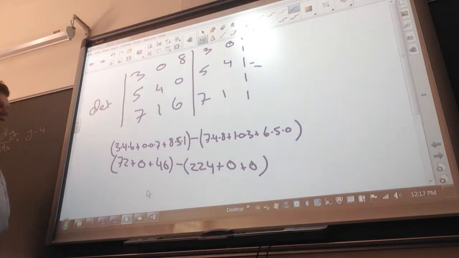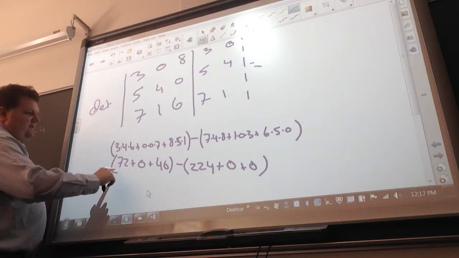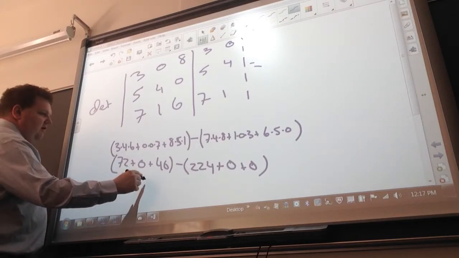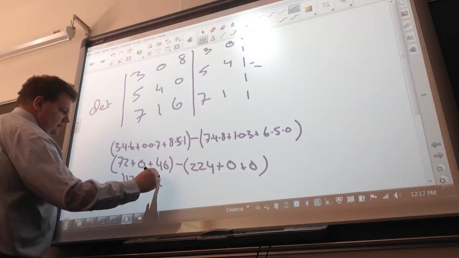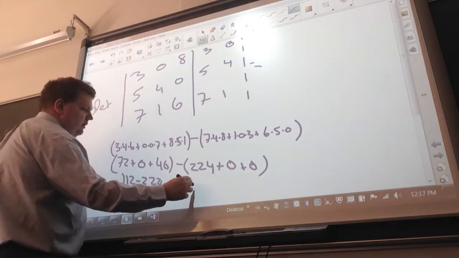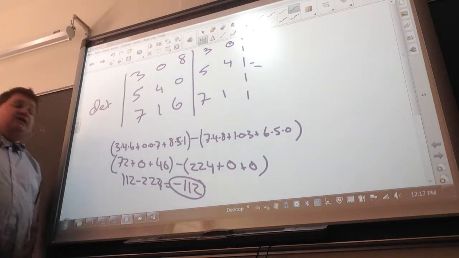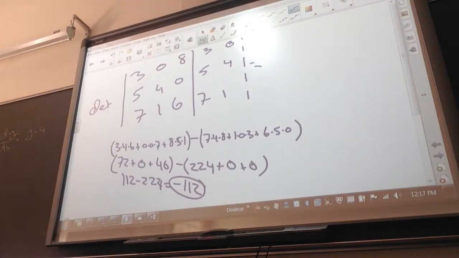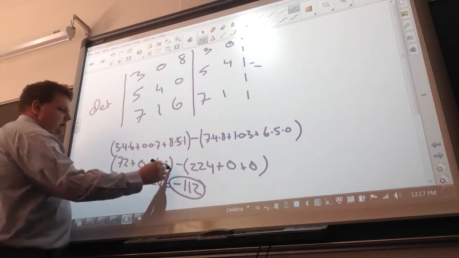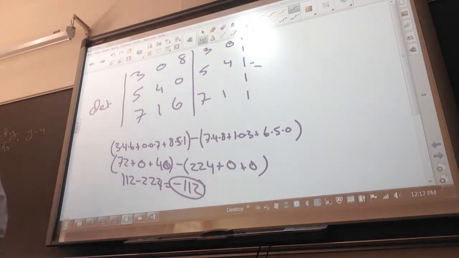So working this all out here now, we get, let's see, this is 112 minus 224, which is equal to negative 112. So negative 112 should be my determinant. That's a 40, yeah. 40. Okay? All right.